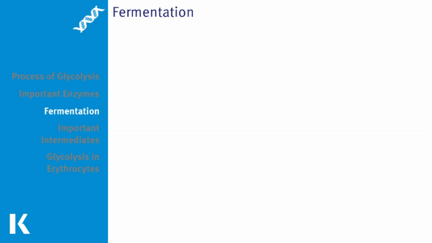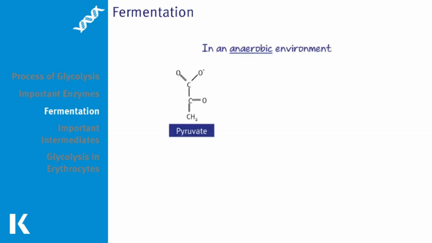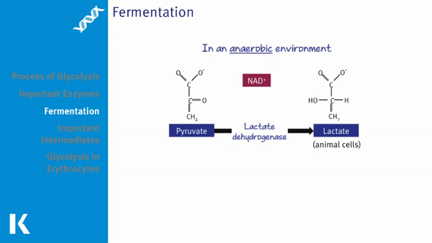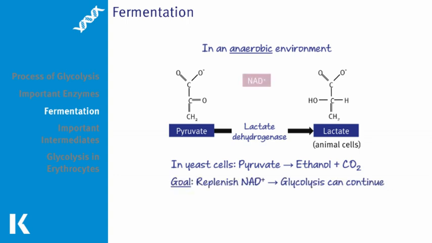Simply put, fermentation is a method of regenerating NAD+ from pyruvate. Because pyruvate can only be used to create greater quantities of ATP in the presence of oxygen, we won't miss it when we convert to lactate here. Also, please keep in mind that lactate is the product of fermentation in animal cells. In yeast cells, ethanol and carbon dioxide will be produced. Taken together, without NAD+, glycolysis cannot continue, making this a very important step.